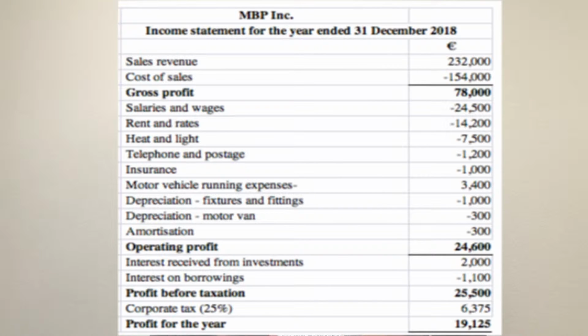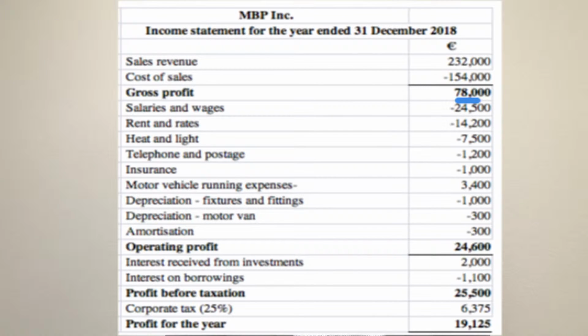The next item is the gross profit. The gross profit can only be determined after the total sales and the total cost of goods have been calculated. To calculate the gross profit, you subtract the total cost of goods from the total sales made. In our case, the MBP financial income statement, the total sales is represented as the sales revenue, which is 232,000. And the total cost of goods, which is the cost of sales on the MBP's financial statement, is 154,000. And when you subtract 154,000 from 232,000, then you have 78,000 as the gross profit.